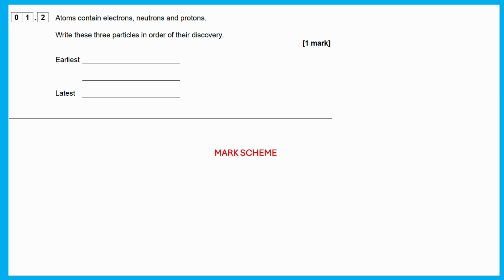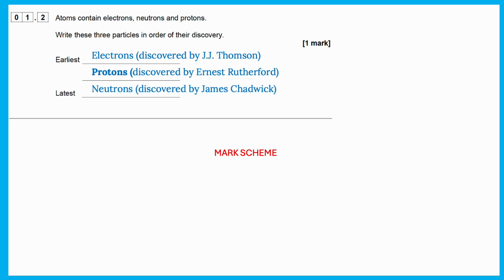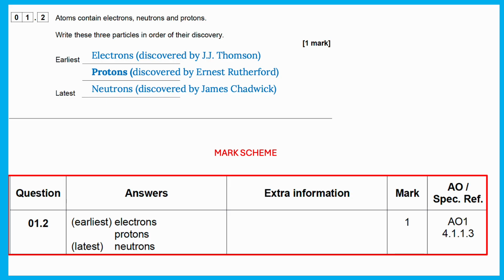Based on this information, here's the correct sequence for the order of discovery of electrons, protons, and neutrons. Earliest, electrons, discovered by J.J. Thomson in 1897. Protons, discovered by Ernest Rutherford in 1917. Latest, neutrons, discovered by James Chadwick in 1932. This is how you earn full marks for this question. While the marking scheme doesn't require you to mention the scientists' names, including them is good practice. Recalling this information is beneficial, as other questions may specifically ask about the names of the scientists involved in these discoveries.